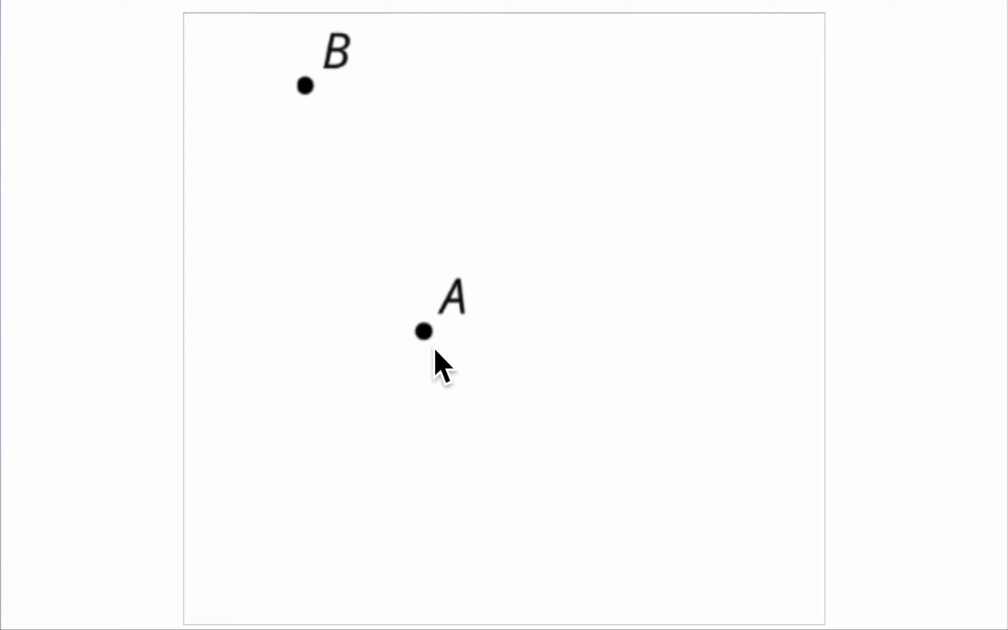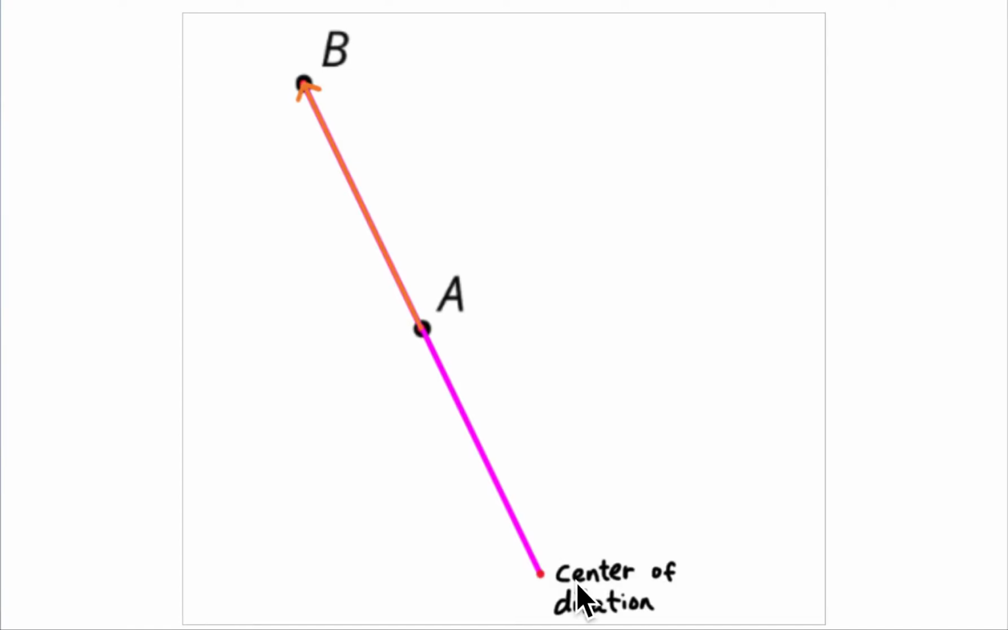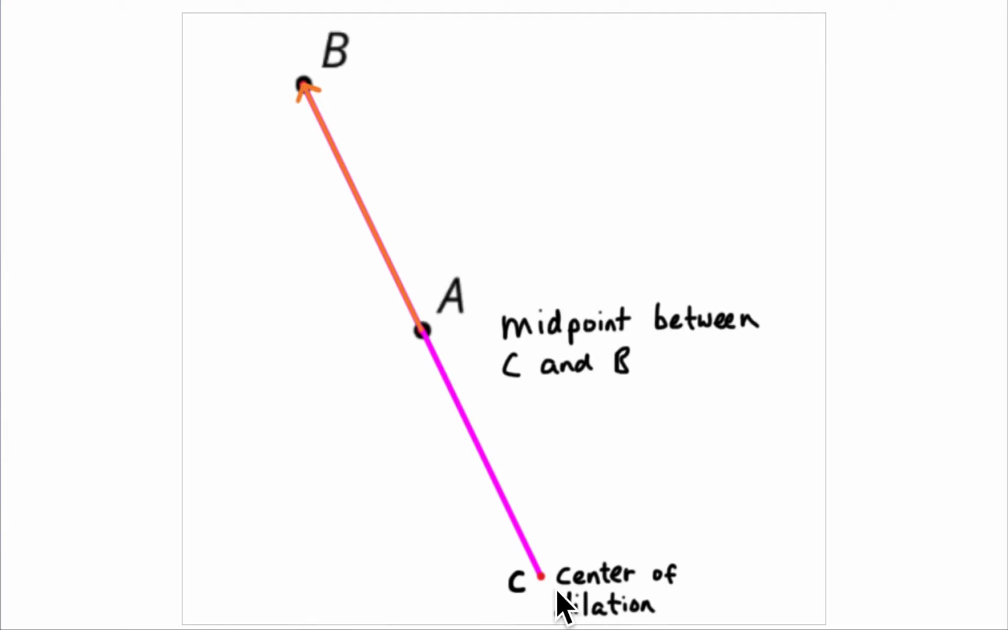The scale factor is 2. So this is going to be the distance that's doubled. So you have to move back that same distance along a straight line. And so the center of dilation is going to be about right here. So there's the line that A moves along to get to B. Center of dilation is about right here. And the midpoint between the center of dilation and B is going to be A, because that's halfway.